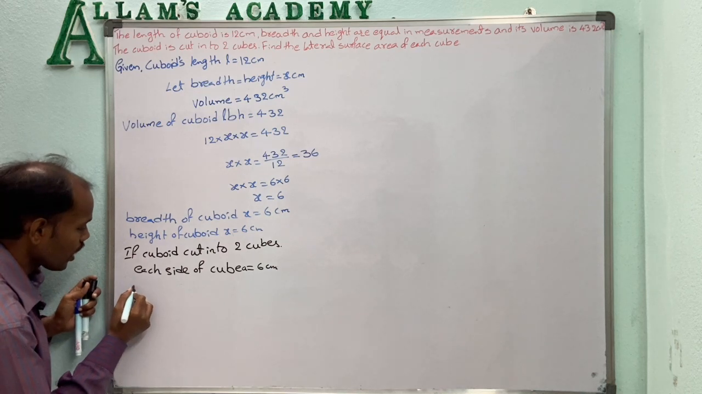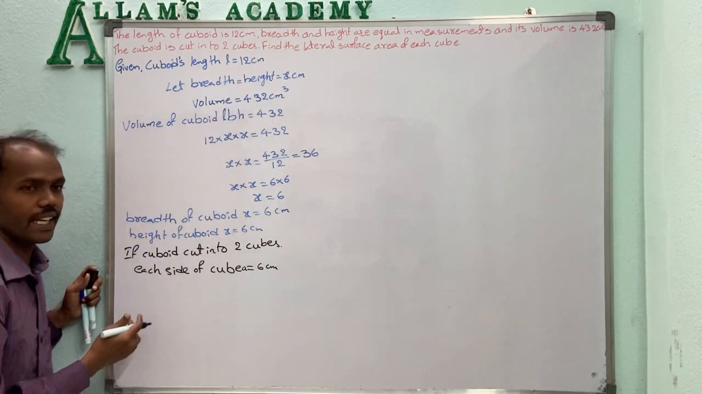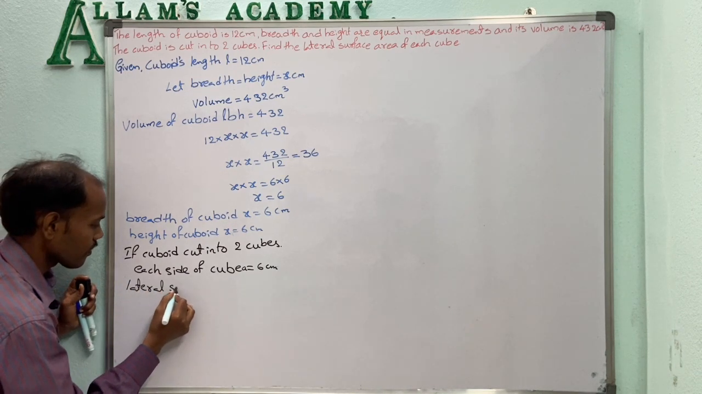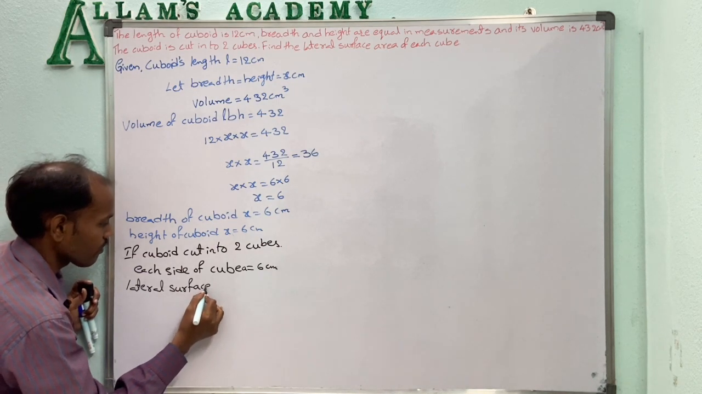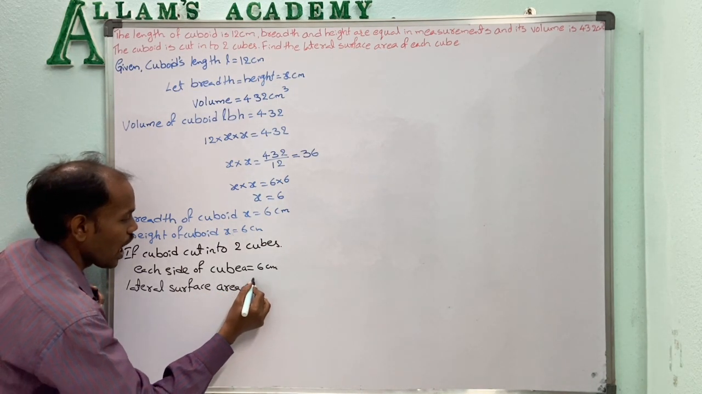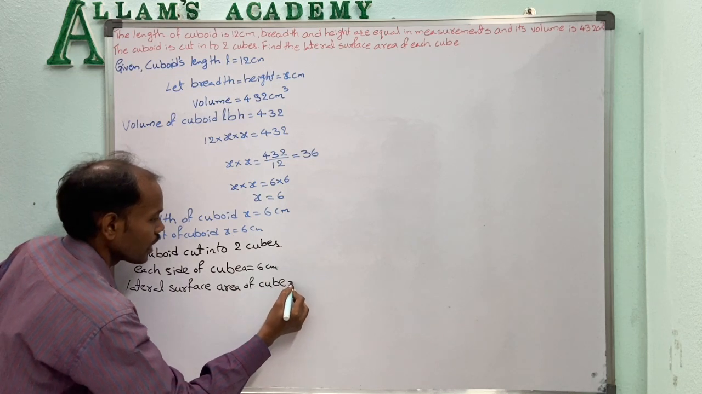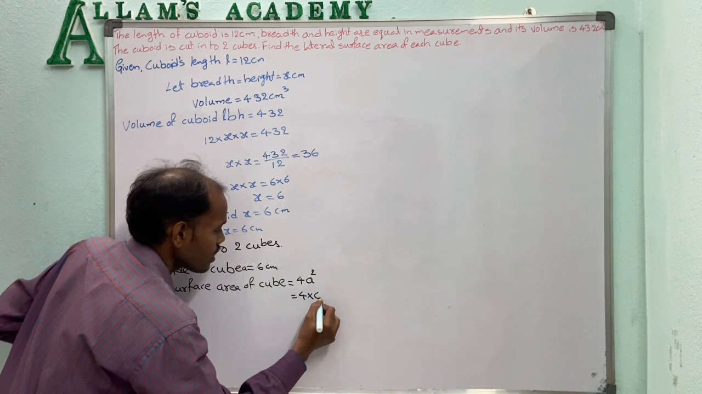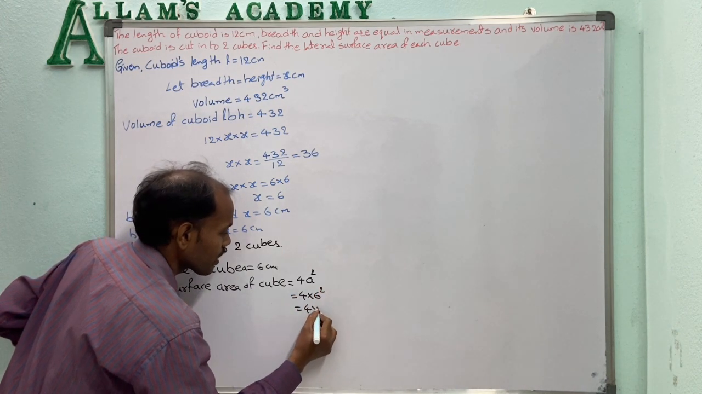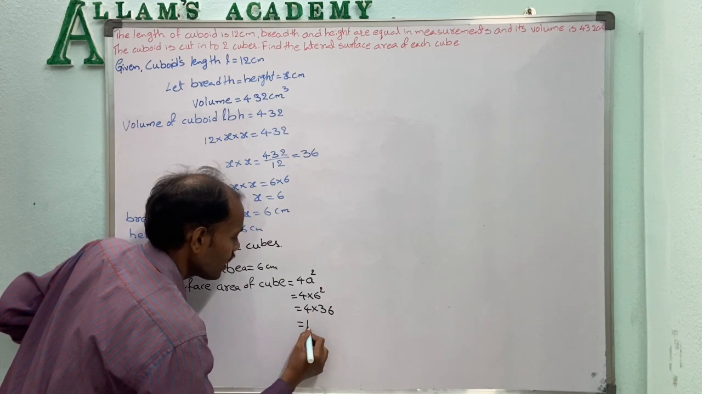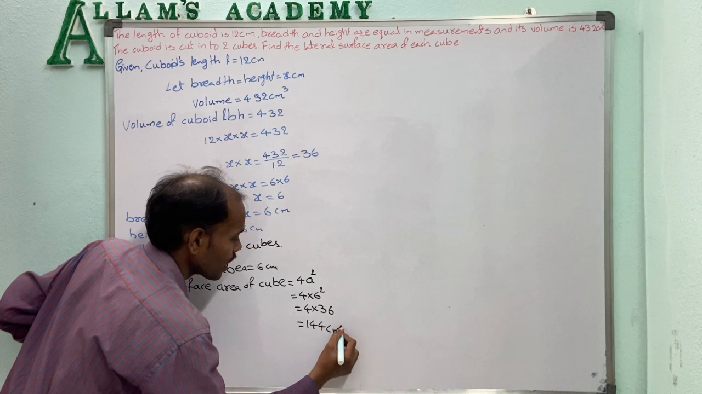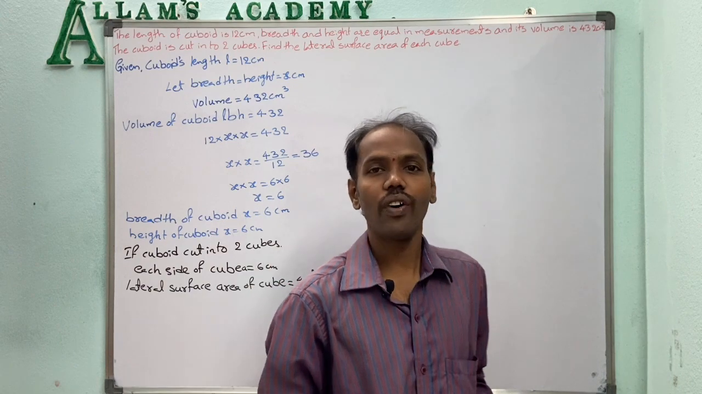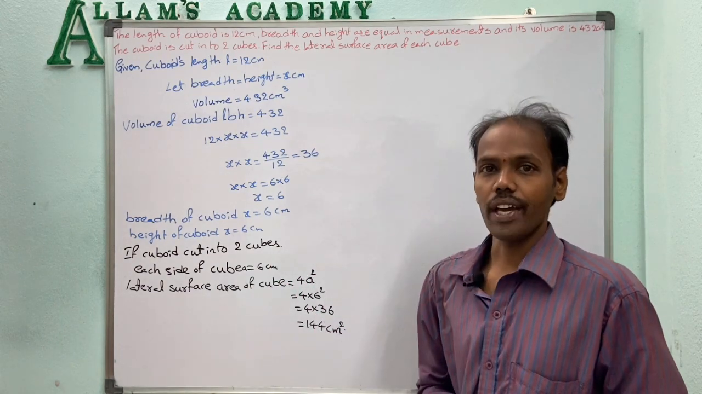Now we are asked the lateral surface area of each cube. So the lateral surface area of a cube is equal to 4a squared, that equals 4 into 6 squared. 6 squared is nothing but 36. 36 times 4 is 144 square centimeters. So the lateral surface area of the cube is 144 square centimeters.